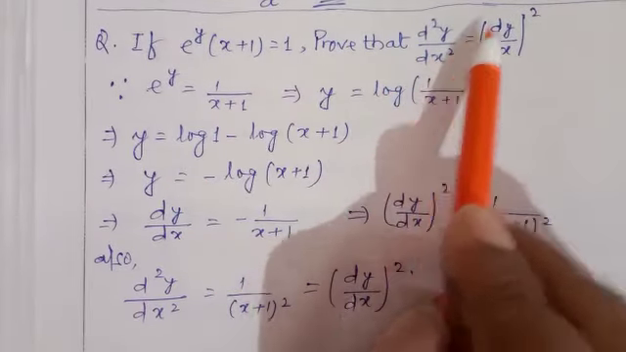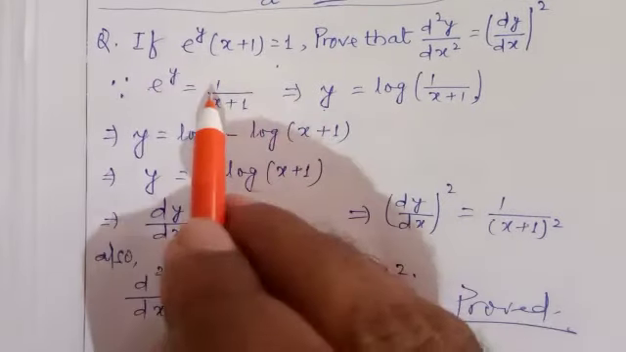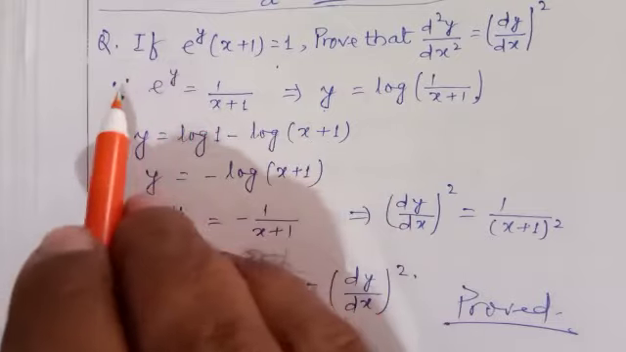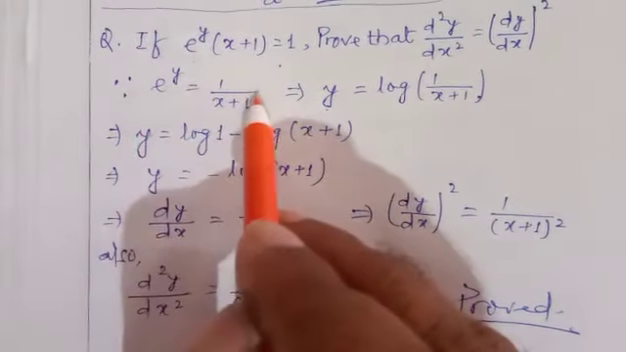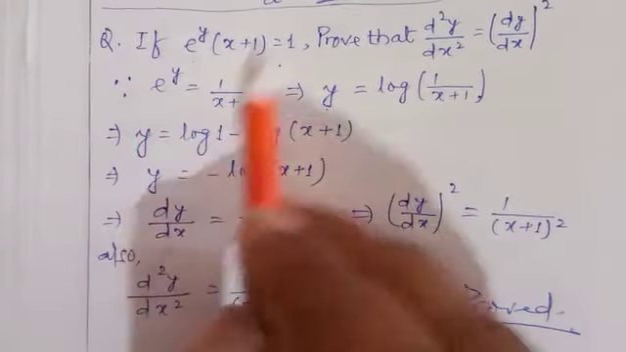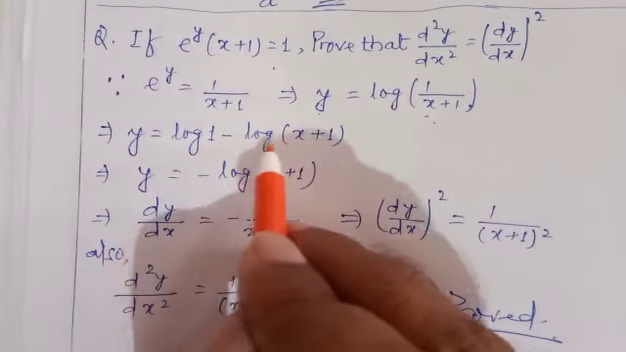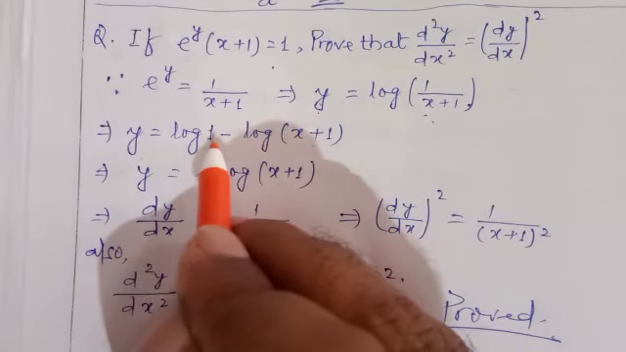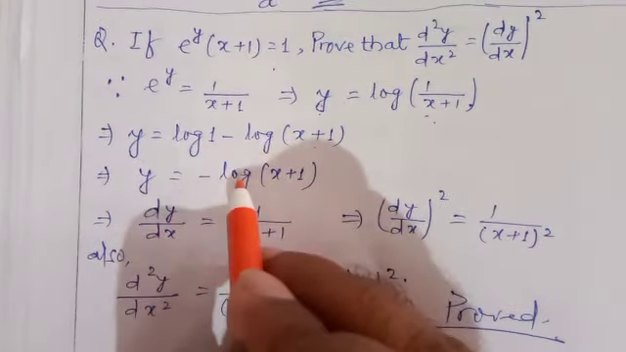Children, you know, eliminate e. So if we write e to the power y as y, then the right side becomes log. Either you may write this directly, or taking log both sides, log e becomes 1. So y is equal to log 1 upon x plus 1. Apply log property. Y is equal to log 1 minus log x plus 1. Again log 1 is 0. So finally it becomes y is equal to minus log x plus 1.